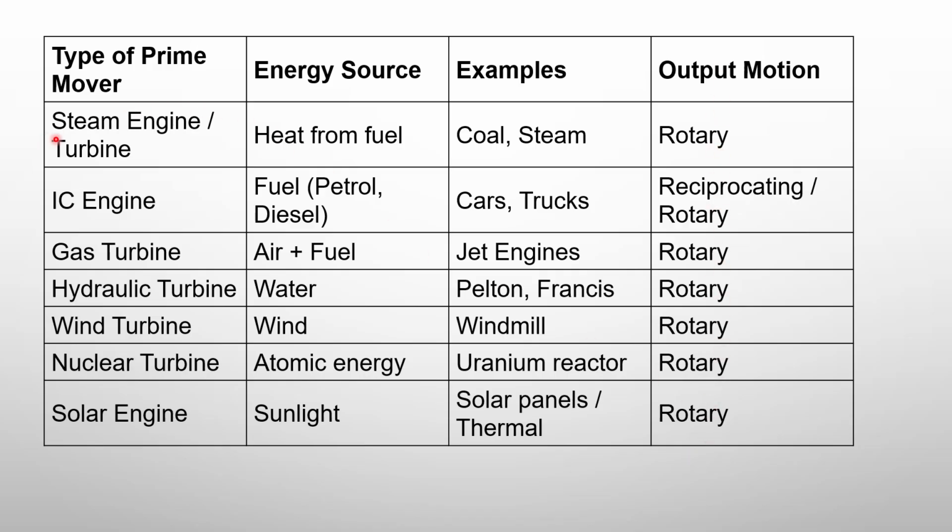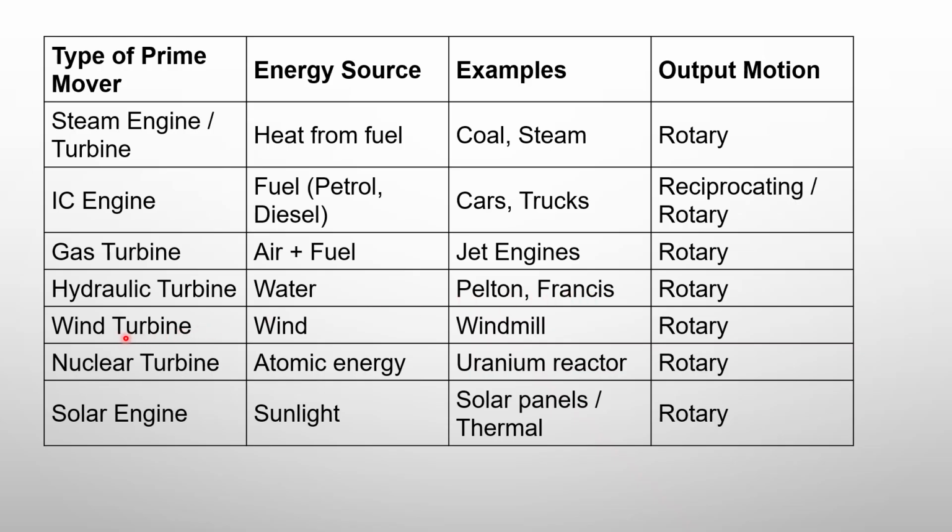If we talk about the steam engine or steam turbine, the energy source is heat from the fuel. The example is coal or steam. If we talk about the IC engine, the energy source is petrol or diesel, which is used in a truck or car. If we talk about the gas turbine, the energy source is an air plus fuel mixture, that is used in the jet engine. If we talk about the hydraulic turbine, water is the source of energy that is used in the Pelton wheel, Francis turbine, Kaplan turbine.